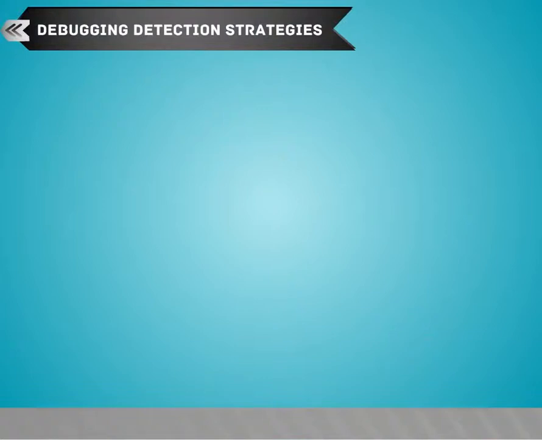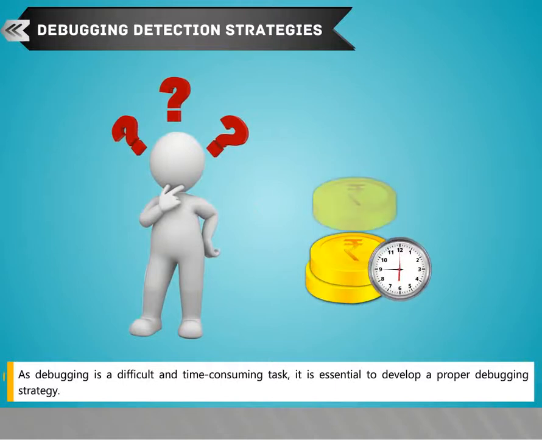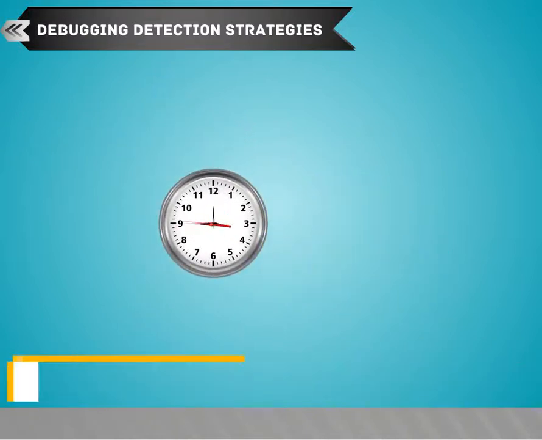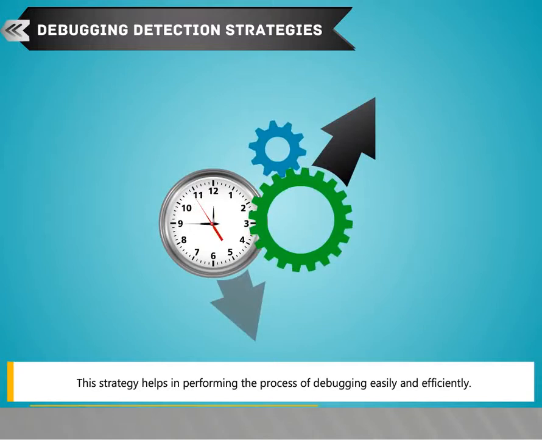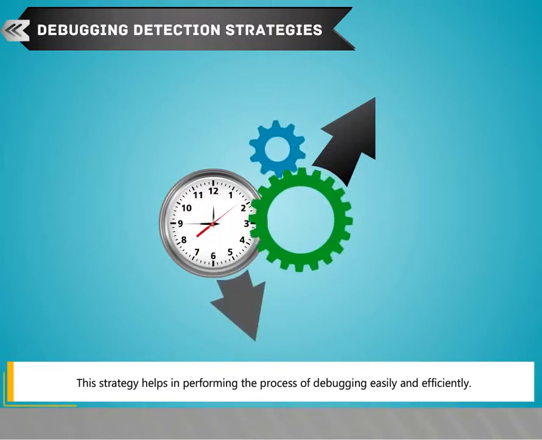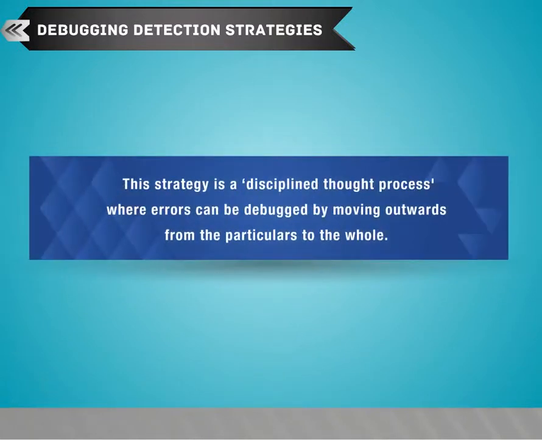Debugging detection strategies. As debugging is a difficult and time-consuming task, it is essential to develop a proper debugging strategy. This strategy helps in performing the process of debugging easily and efficiently. This strategy is a disciplined thought process where errors can be debugged by moving outwards from the particulars to the whole.